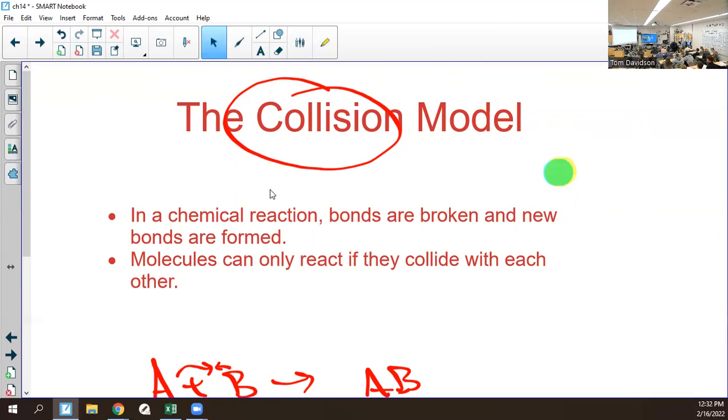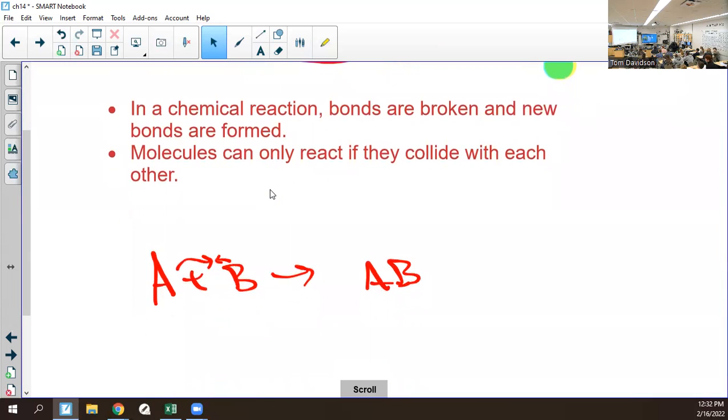The reason it's probably not a law is because we can't literally observe one atom colliding with another atom. It's pretty hard to do. Okay, so all we're saying once again is in order for AB to form, A and B have to have been together. Crazy. It's not hard.